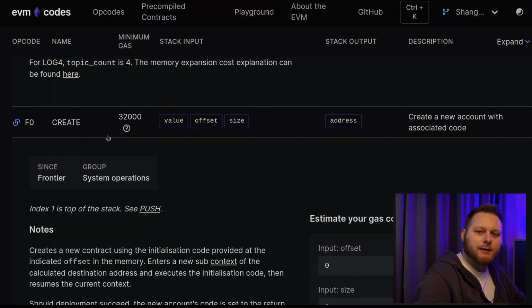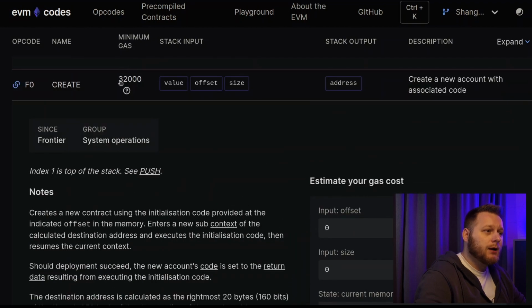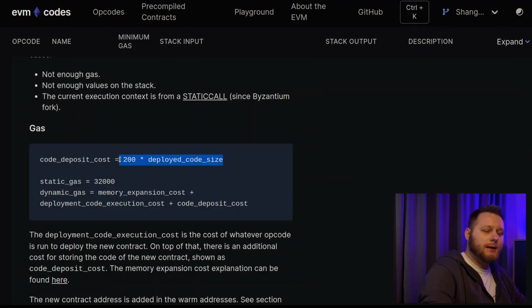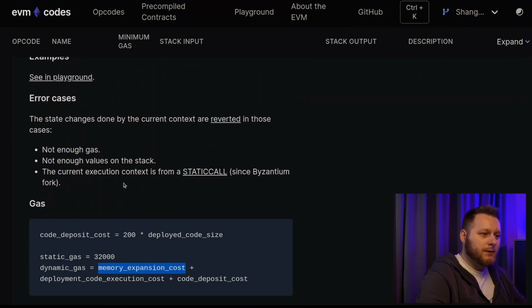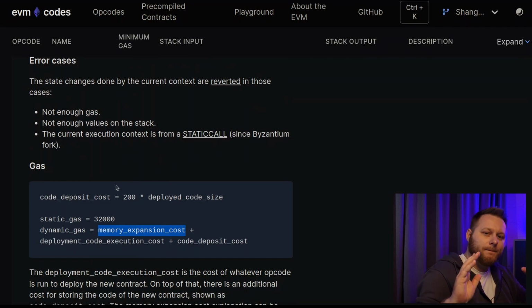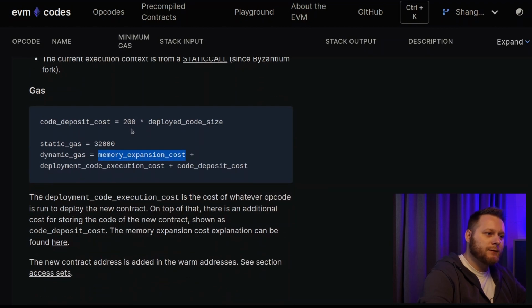Next interesting opcode that has dynamic cost is CREATE and CREATE2. The base costs you 32k just for creation of the contract, and there is an additional code deposit cost and memory expansion cost. Why memory expansion cost? Because when you are creating a smart contract, you have to put the bytecode to be deployed to the blockchain in memory. That's why you have the memory expansion cost, and on top of that you have the code deposit cost, and of course your init code, which is your constructor, also has some execution cost.